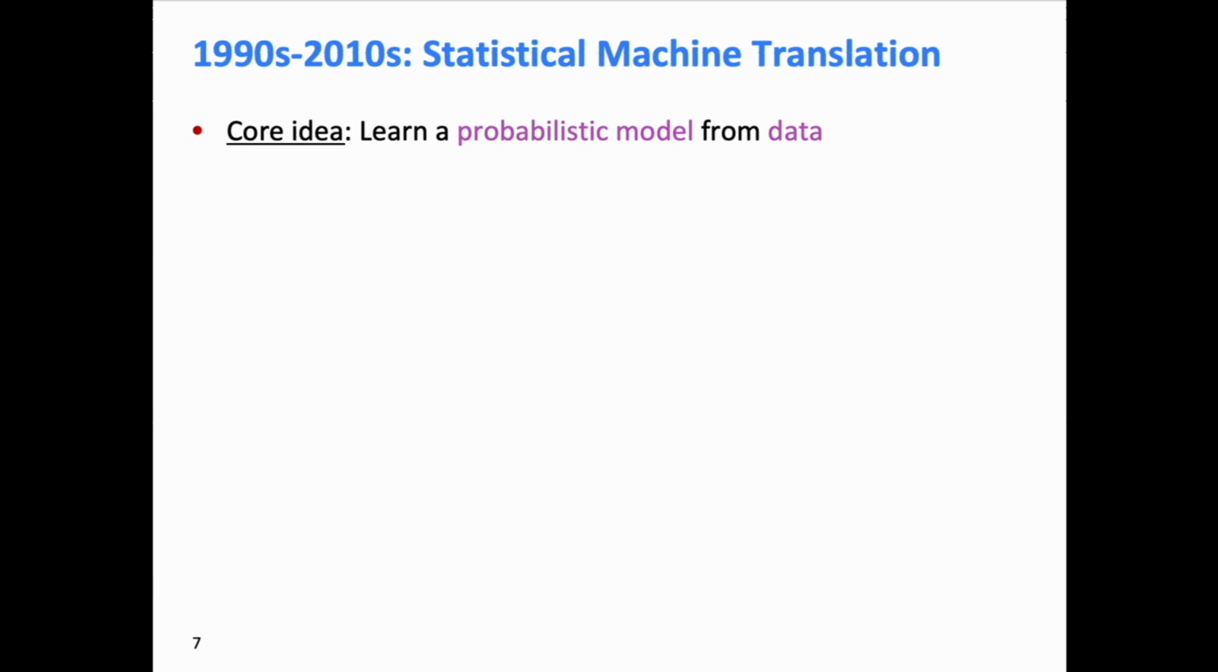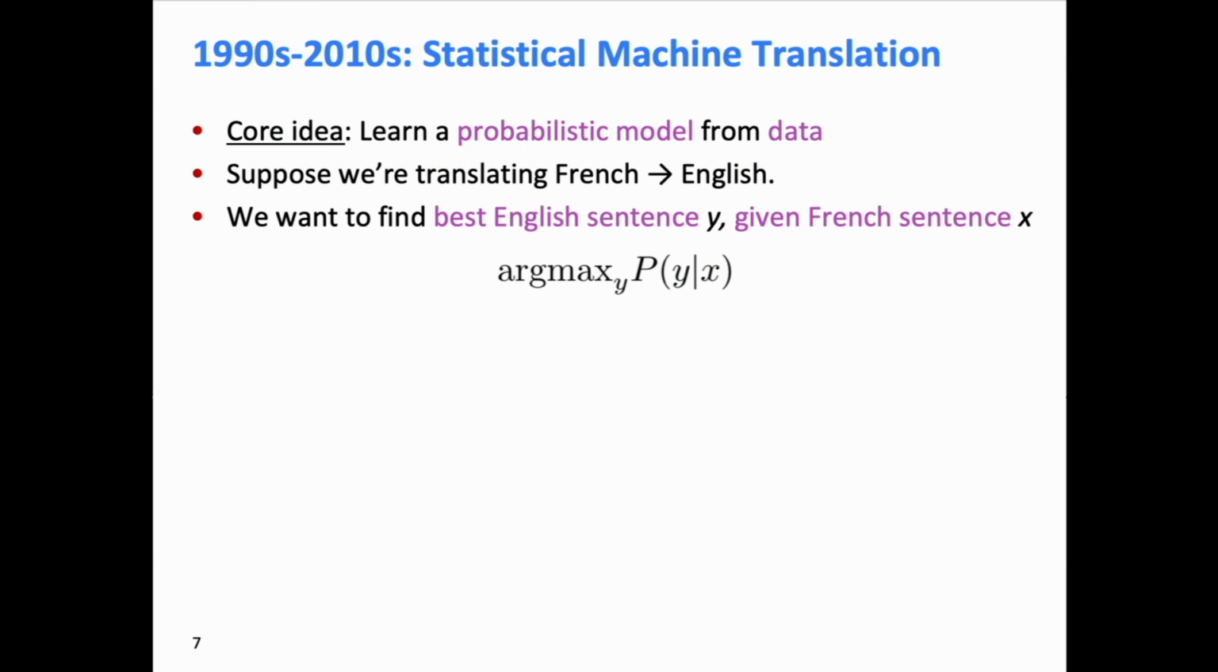So the core idea of statistical machine translation is that you're going to learn a probabilistic model from the data in order to do the translation. So as an example, as before, suppose that we're translating from French to English. The idea is that you want to find the best English sentence Y given the French sentence X. And mathematically, you can formulate this as finding argmax Y of this conditional probability of Y given X. And the model that you're learning is this probability distribution P.